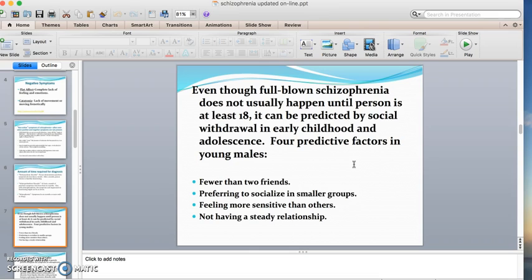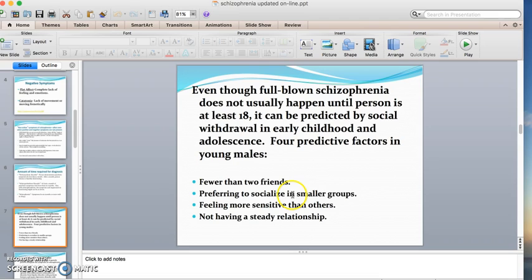even with full-blown schizophrenia, the person typically doesn't get diagnosed until at least the age of 18, and it usually happens closer to 25. At 25, they have what we call their first full psychotic break. That's when they really become very psychotic. Prior to that, you'll see symptoms that might be indicative of psychosis, but might not be. The symptoms would include having less than 2 friends, preferring to socialize in smaller groups, feeling more sensitive, not having a steady relationship. These are very mild-seeming symptoms, but if they're chronic, it's something to pay attention to.